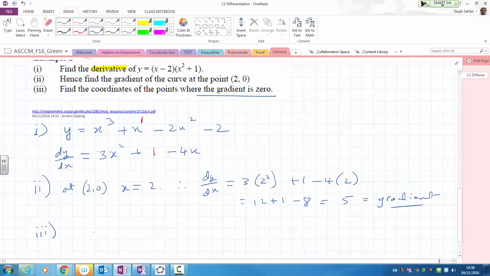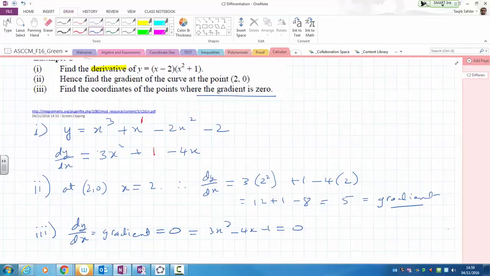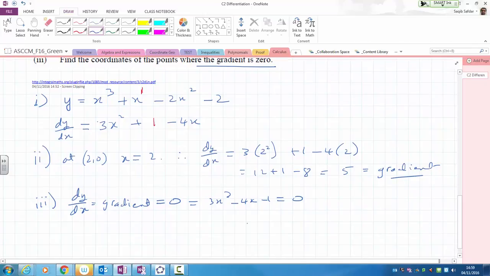Any suggestions? Yes? You replace y with 0. Oh no, the gradient. So dy over dx is my gradient, and we set this to 0. In other words, 3x squared take away 4x take away 1 equals 0. If we were to factorize this, we'll get 3x take away 1 and x take away 1 equals 0.